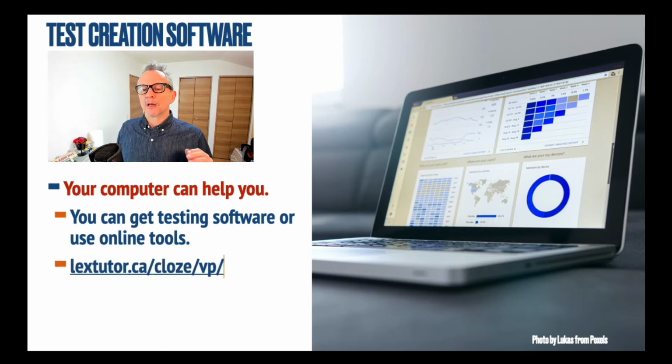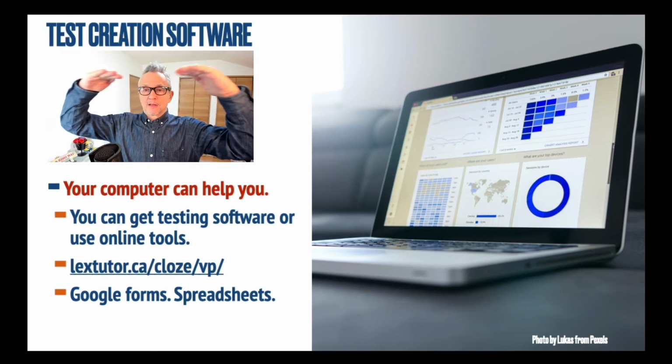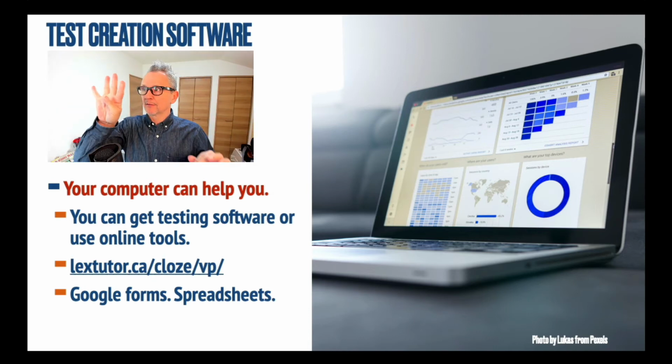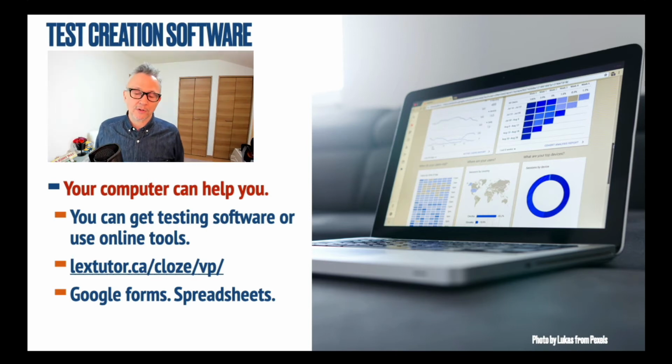So for example, the famous vocabulary website that I often use, LexTutor, has a CLOZE test making function, which is really nice. You can use Google Forms. Those are usually free. Or you can use a spreadsheet and have the question in one column and then 3 answers in the other columns, and then copy and paste those into a Microsoft Word document so that you're working with a database of questions that you save and keep, so that you don't have to keep making the same test over and over again.